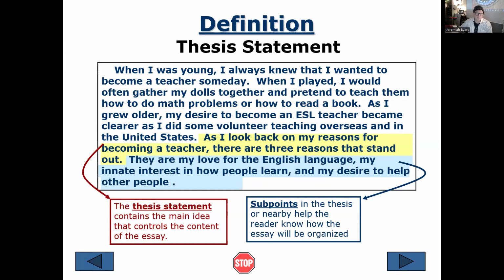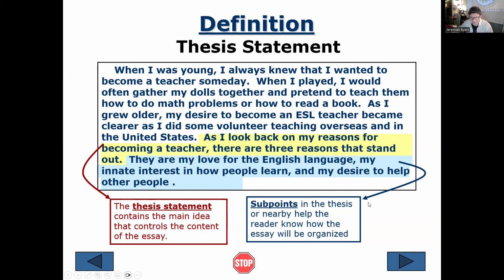So as I look back on my reasons for becoming a teacher, there are 3 reasons that stand out. They are my love for the English language, my innate interest in how people learn, and my desire to help other people. Okay. So this right here, I mean, some of the thesis statements are divided up into 2 sentences. Okay. Which is also fine as well, as long as in the end of it, I know the 3 things you are going to be discussing in your paper. Okay. These subpoints. Your thesis statements need to have subpoints.